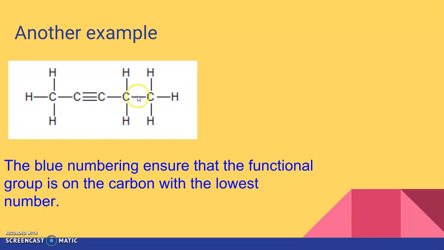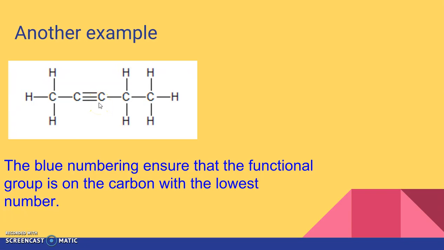When I look at this example, I can see that I'm now working with an alkyne. How do I know that? Because my functional group is a triple bond. This functional group can be in more than one place. It could have been over here or over there. But in this case, it is between these two carbons.